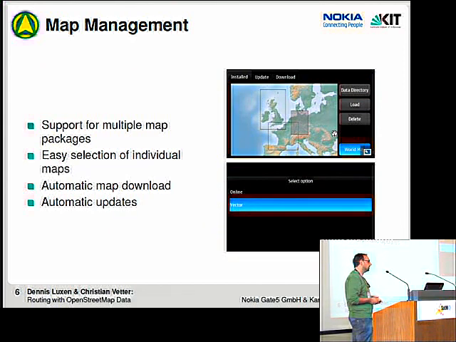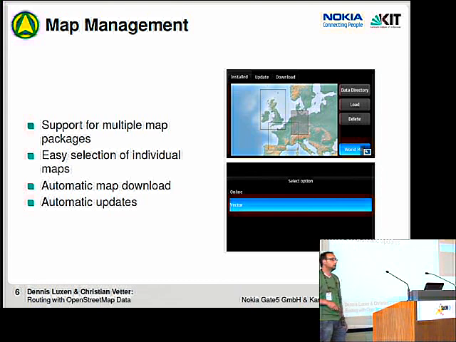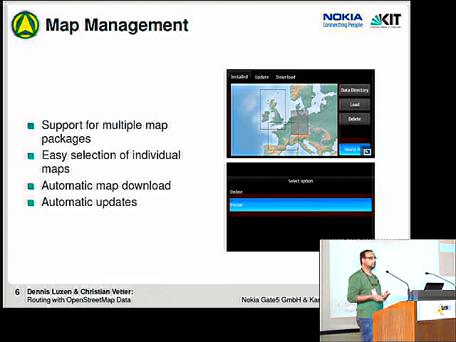What's really, really interesting is a feature called map management. It supports multiple maps that can be downloaded automatically, or more or less automatically. You have to activate the download. You can select which area you would like, for example, United Kingdom and Ireland, or France, Germany. It also pulls updates automatically. Really, really nice. It gives you routing on a mobile device with the updated data.